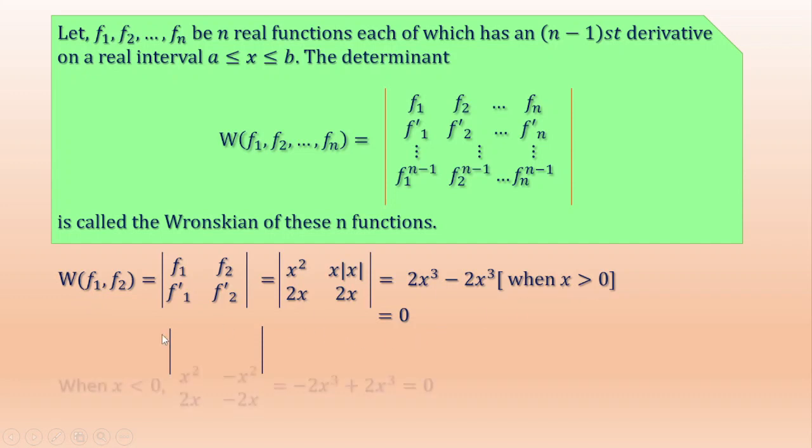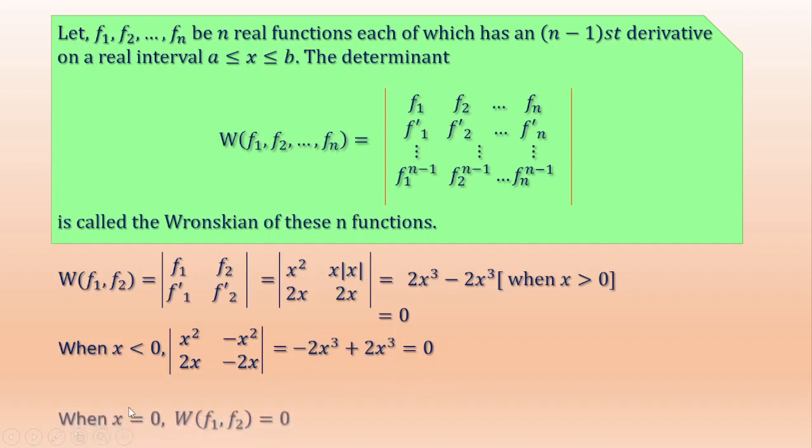Now let's check what happens when x is less than 0. When x is less than 0, f1 is x square and mod x is equal to minus x, so f2 is minus x square. So we get f2 dash is minus 2x and f1 dash is the same, 2x. So here we get minus 2x cube plus 2x cube. So the determinant is 0. And when x is equal to 0, then also we get the Wronskian 0.